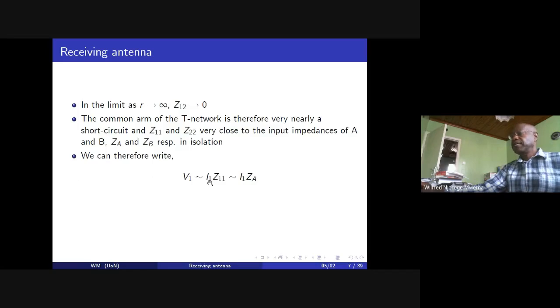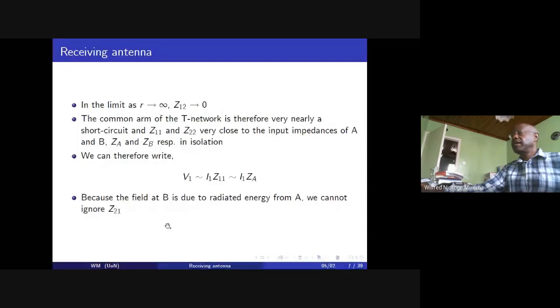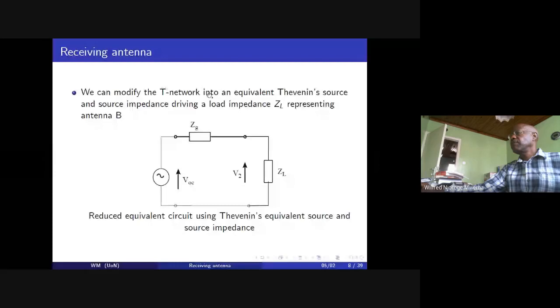And we can therefore write that V1 will be approximately given by I1 Z11, which is approximately Z_I1 multiplied by Z_A. And because the field at B is due to radiated energy from A, we can, however, not ignore the forward transfer impedance Z21, however small it is. So we can modify the T network into an equivalent Thevenin source and source impedance driving a load impedance ZL representing the antenna B.